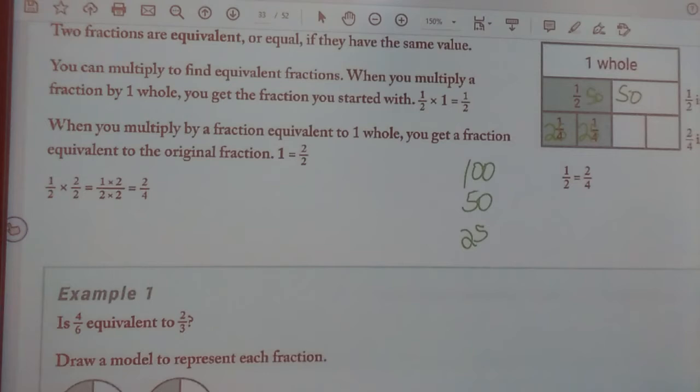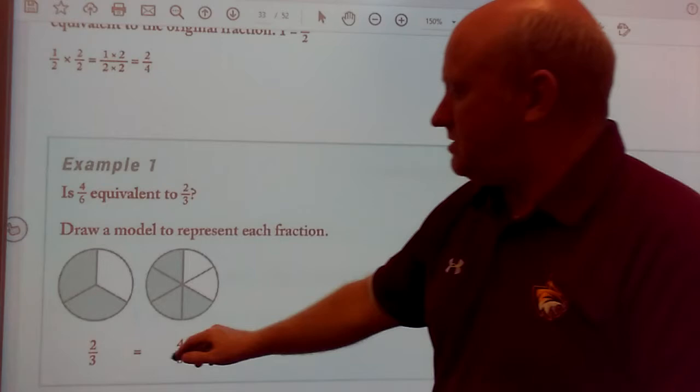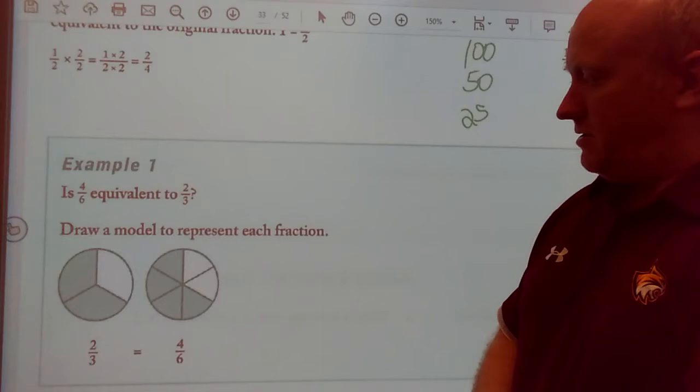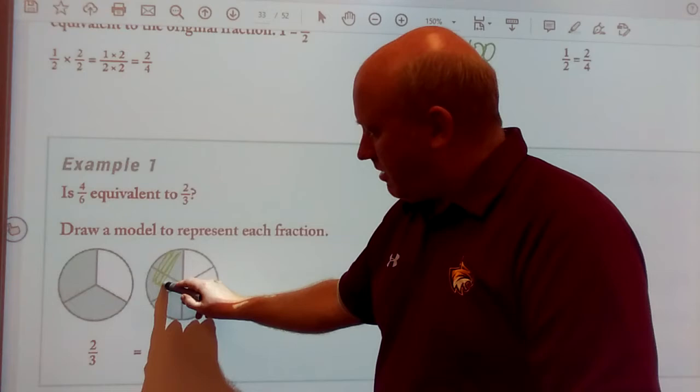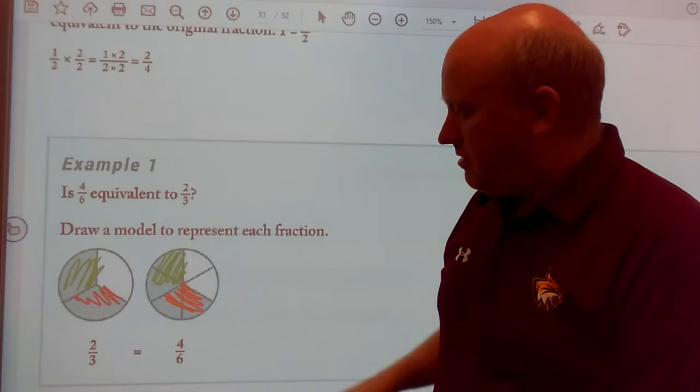Now, is 4/6 equivalent to 2/3? Draw a model to represent each fraction. Okay, there it is. 2/3 equals 4/6. Is 4/6 equivalent to 2/3? Yes, it is. See here? See how I color those two shaded in? See how those two equal that one? And you see how these two equal this area? There you go.